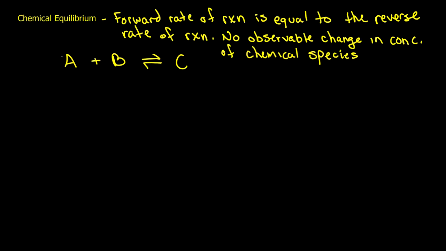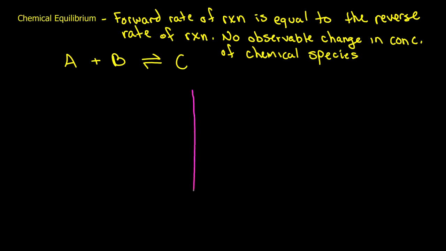So if A were 3 molar, B were 2 molar, and C were also 3 molar, that's what those concentrations are going to stay at once this reaction reaches equilibrium, even though the reaction is still taking place. So A and B are producing C, and C is producing A and B, but since the concentrations of those species aren't changing, you can't actually see any reaction taking place, even though it is actually happening.